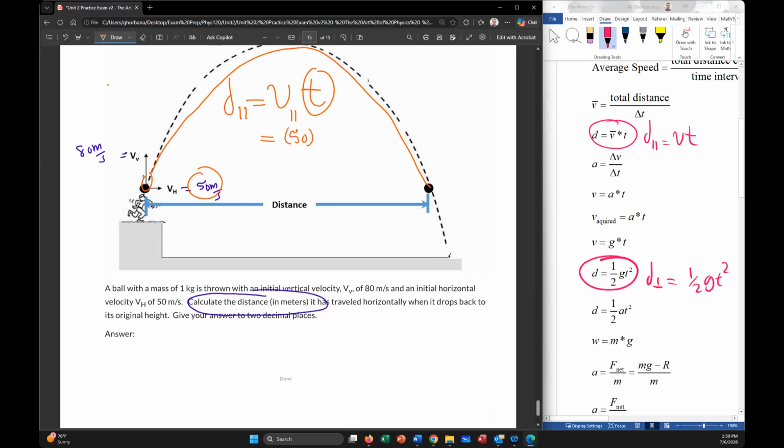16. Perfect. Why did you say 16? It takes 8 seconds to go up, yes? It takes another 8 seconds to go down. The total traveling time is going to be 16 seconds. So what is the horizontal distance then? 16 seconds. 16 times 50 is going to be 800, yes?